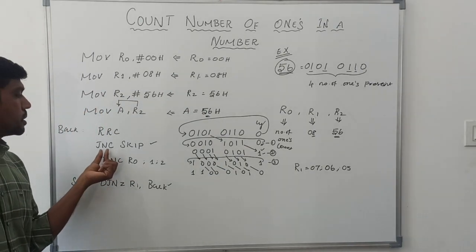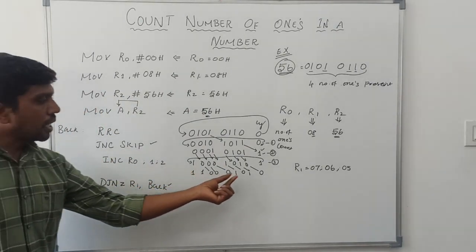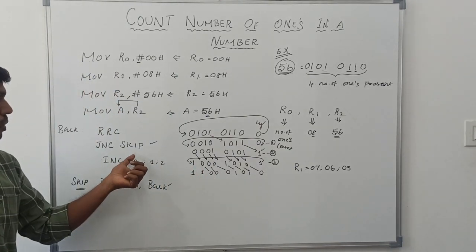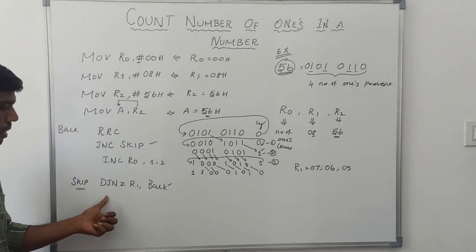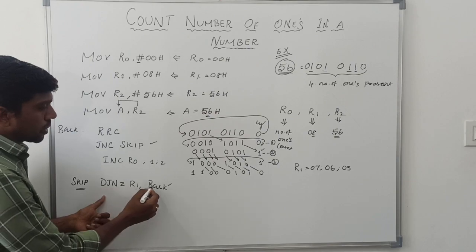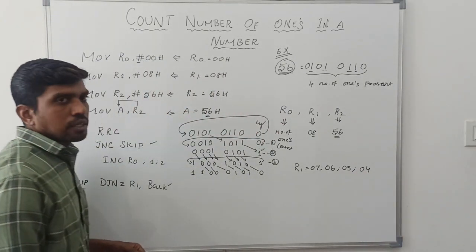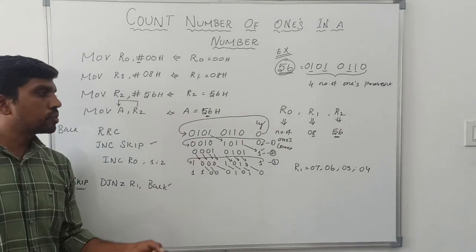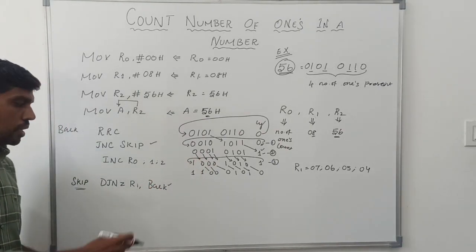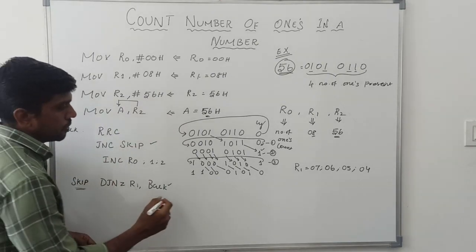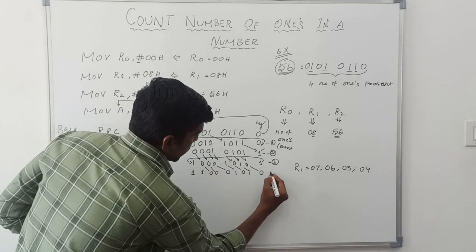So now JNC skip. The carry value is 0. The condition is true. It goes to here. So DJNZ R1 comma back. Now the R1 register content is 04. So now also the R1 value is non-zero. It goes to here, RRC. So once again rotate the content.